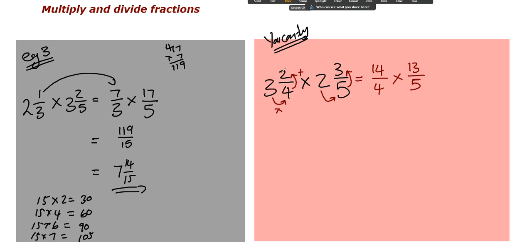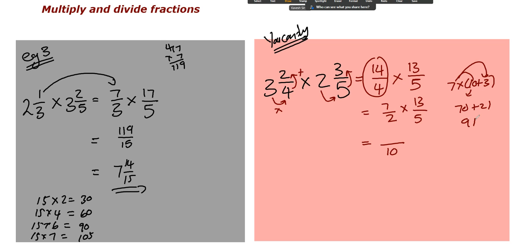Now I could have simplified 2 over 4 into a half as well. And I can also simplify this again if I want. 7 over 2 multiplied by 13 over 5. 2 times 5 is quite easy, it's 10. And 7 times 13 is the same as 7 times 10 plus 3, which gets me 70 plus 21. So it becomes 91. So I get 91 over 10, which is 9.1.